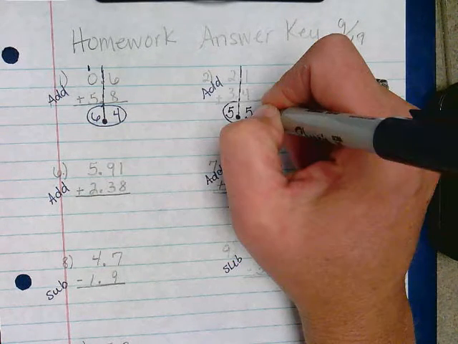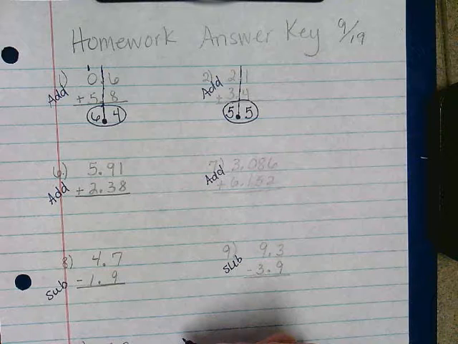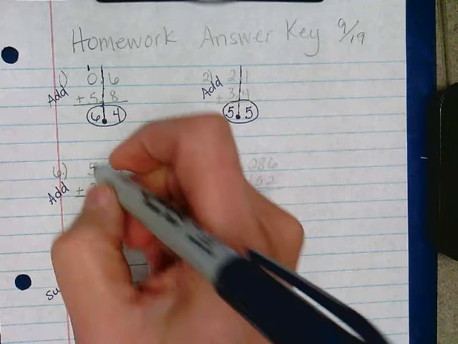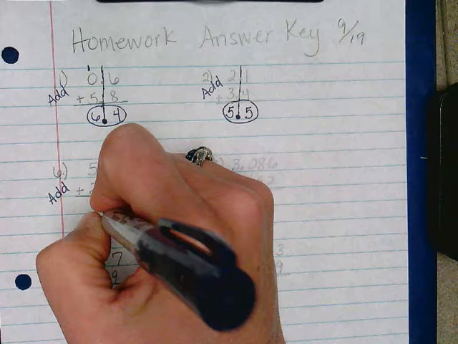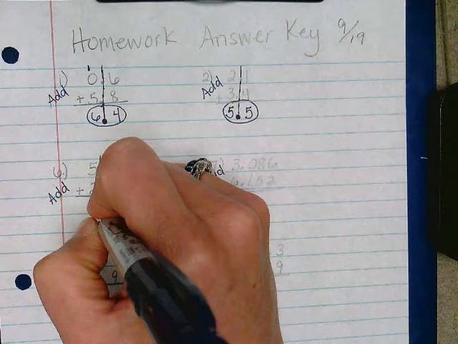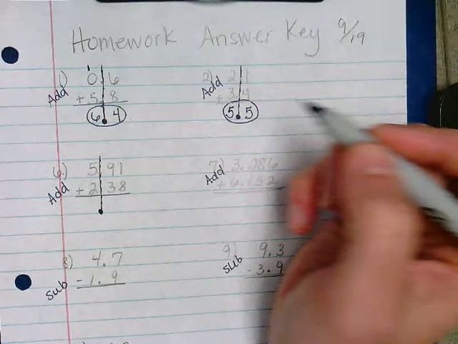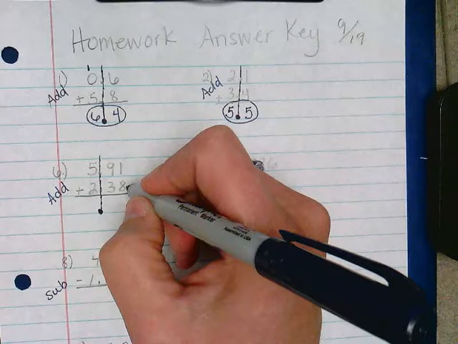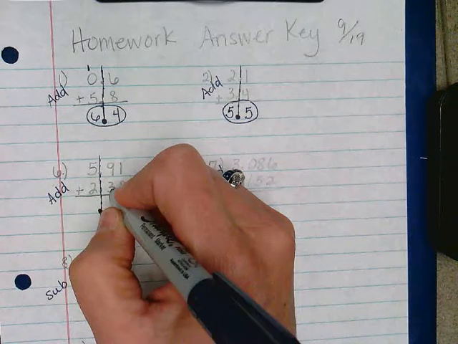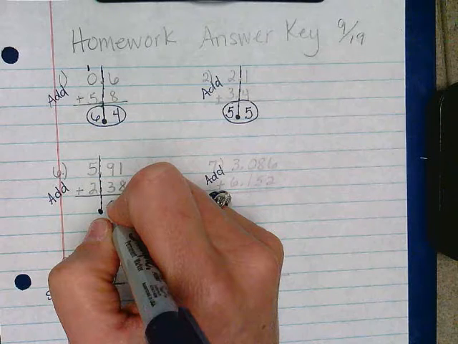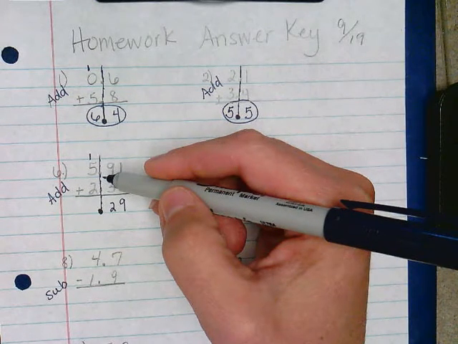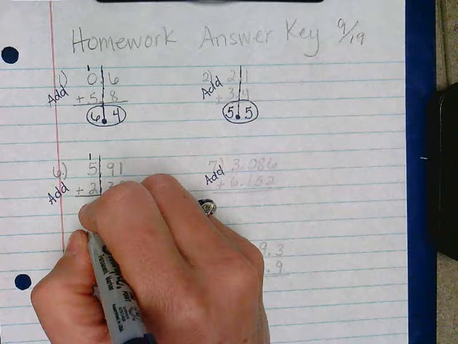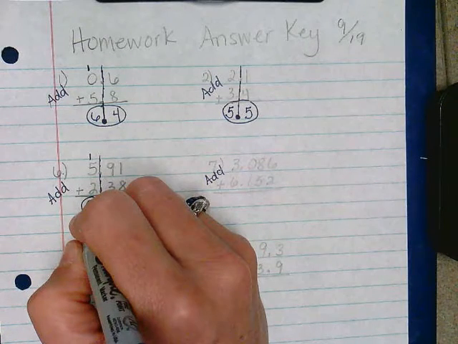Number 6, again, I already set my decimals lined straight up. Drop your decimal straight below. Make it big enough so that you can see it. 1 plus 8 is 9. 9 plus 3 is 12. Carry your 1. 1 plus 5 is 6. Plus 2 more is 8. You should have gotten 8.29 or 8 29/100.